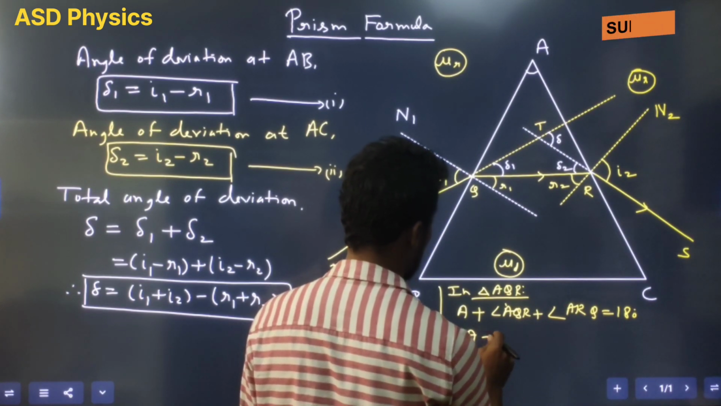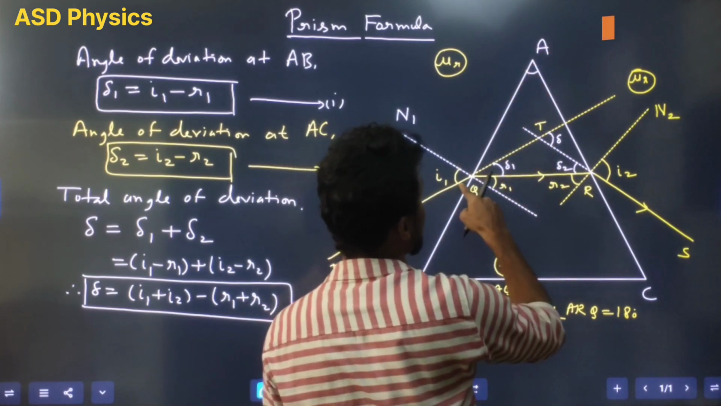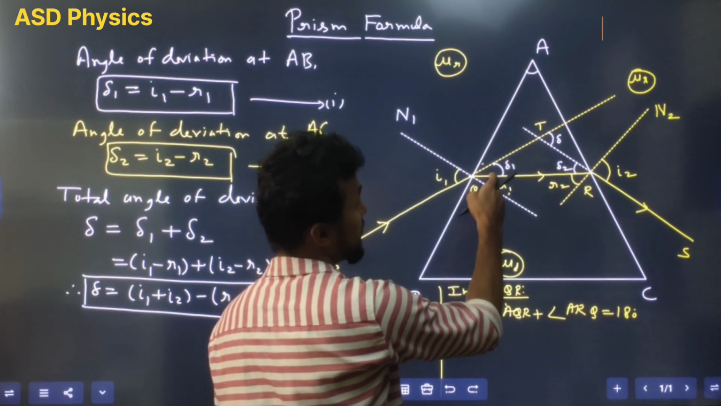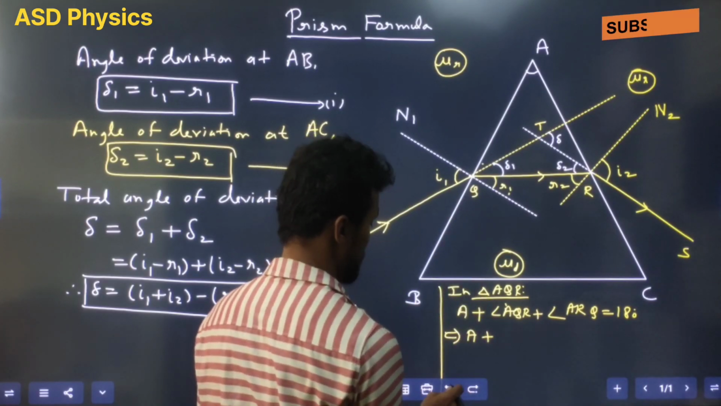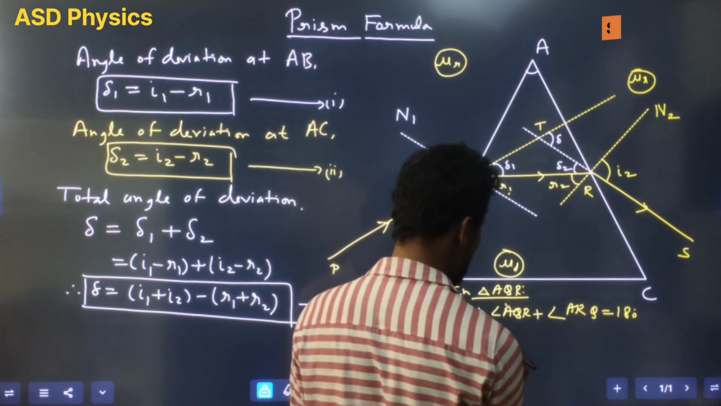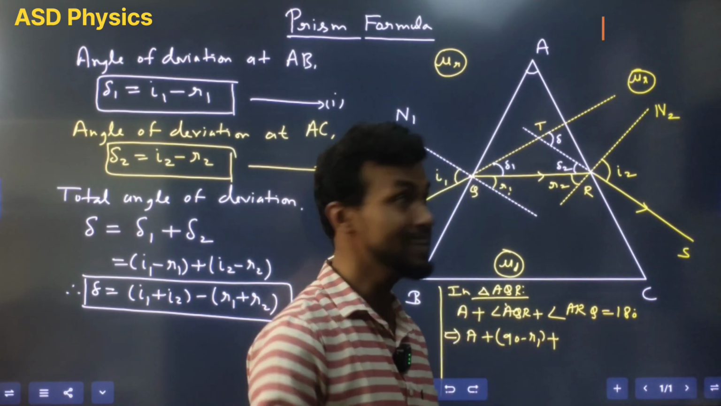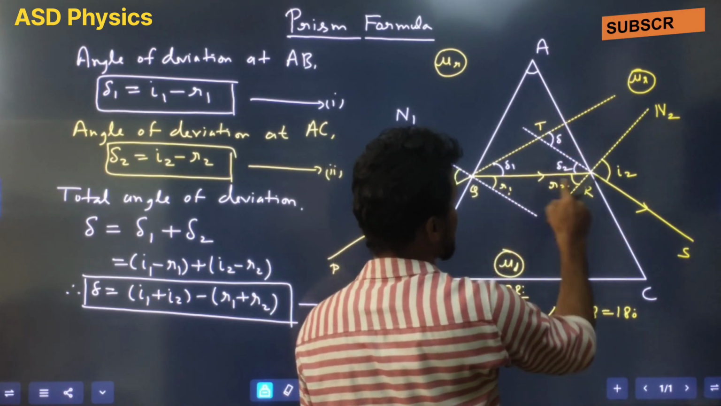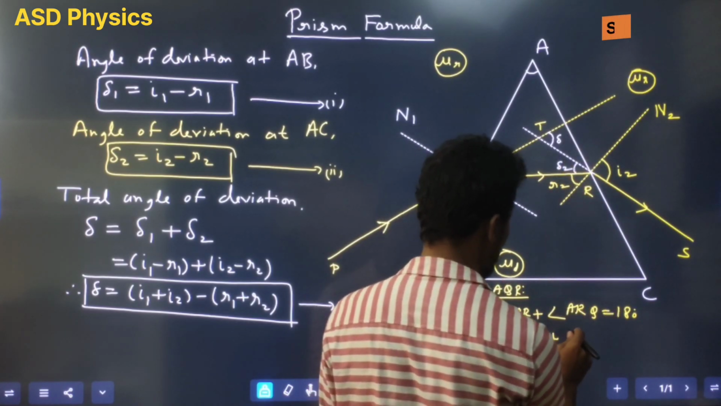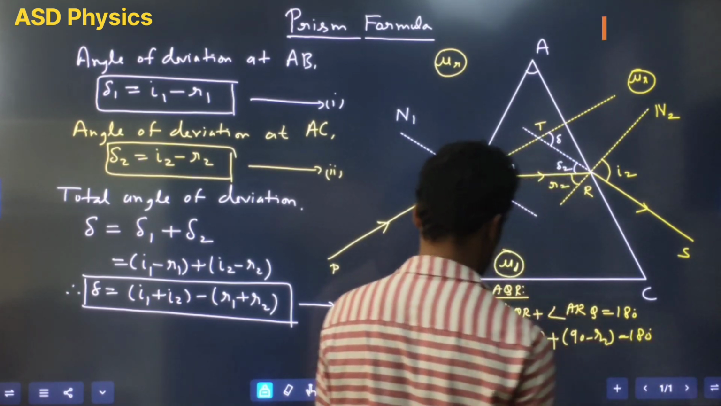Now, the reflecting angle A plus... just guess, please, what is the AQR? This is R1. If this is R1, this angle will be 90 minus R1. Similarly, guess this angle ARQ. This is R2, this is 90 degrees, so this angle is 90 minus R2. 90 minus R1 plus 90 minus R2 plus A is equal to 180 degrees.